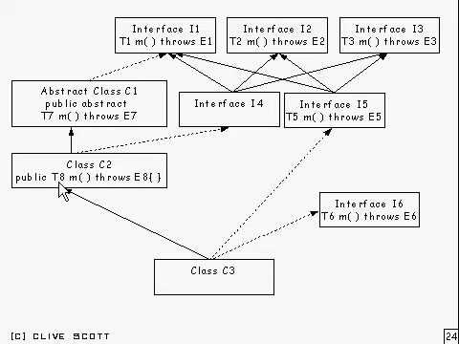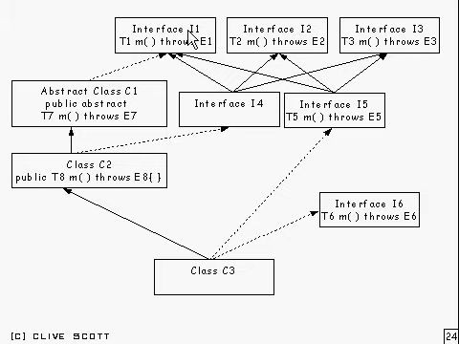Obviously these lines here represent extends, and the dotted ones represent implements. So class C2 implements I4 and so on. Okay, so the question is, what sort of restrictions are imposed on these T's and these E's as a result of this arrangement of classes and interfaces? Right, that should cover everything, so let's start.